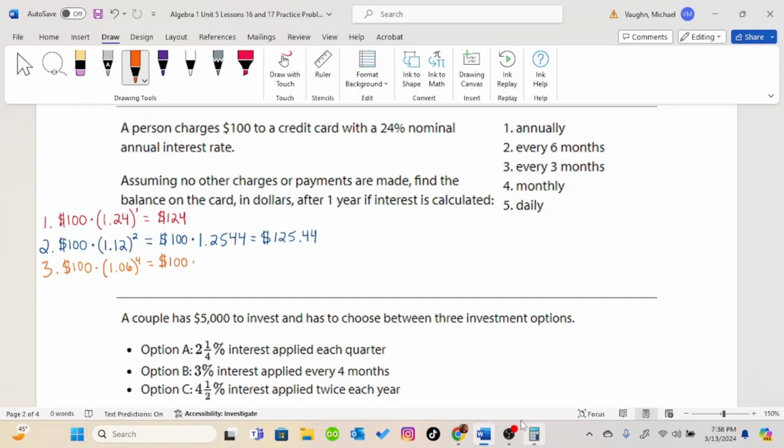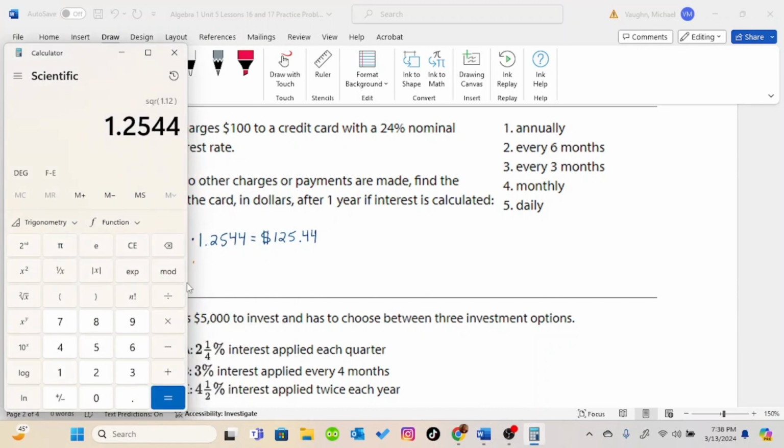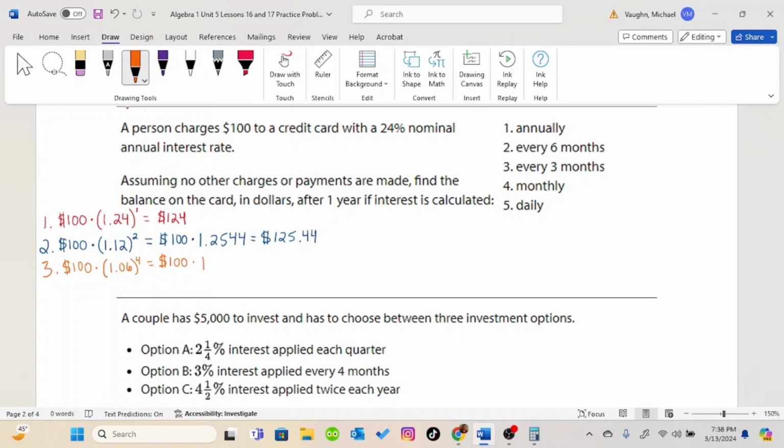So in the calculator, we're going to say 1.06 to the power of 4. And this comes out to 1.2625. Which when multiplied by 100 comes out to $126.25.